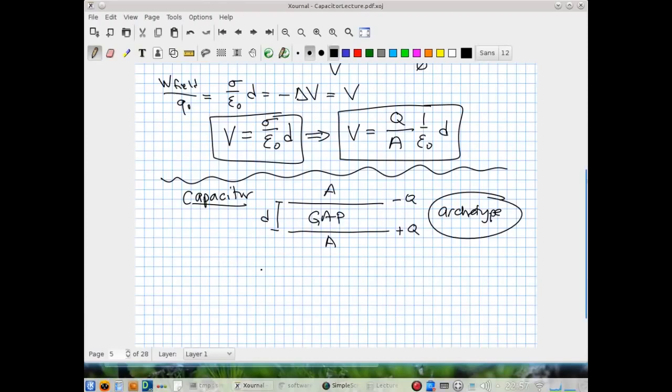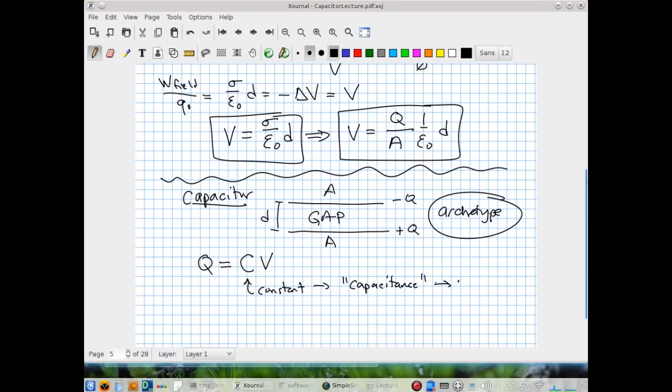So capacitors are distinguished by the fact that the amount of charge that you are able to put on either plate of the capacitor is proportional to the potential difference across the plates, and the relationship is given merely by a constant, C, which is known as the capacitance of this device.